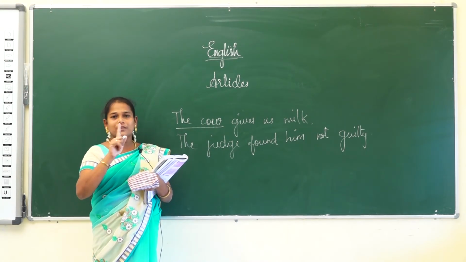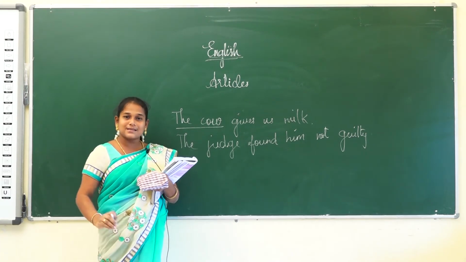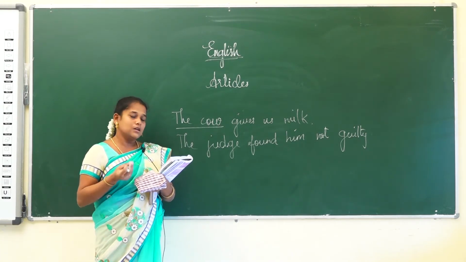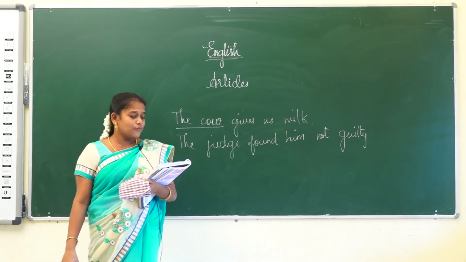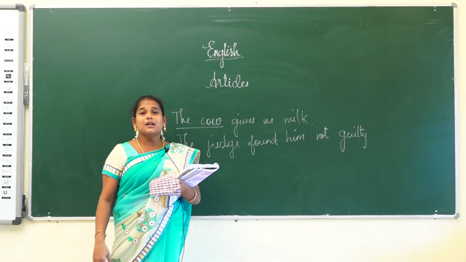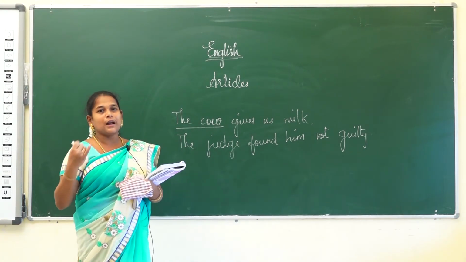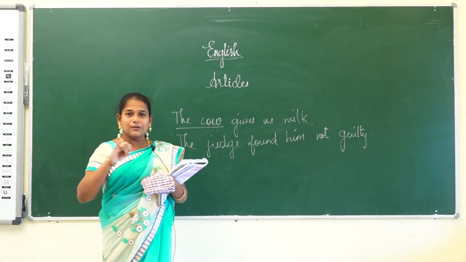When there is universally only one, in such cases we will use the: the sun, the moon, the earth. And the next one, we use the before ordinal numbers. Ordinal number means, you know cardinal number and ordinal number. 1, 2, 3 is a cardinal number and ordinal number is the first, the second.